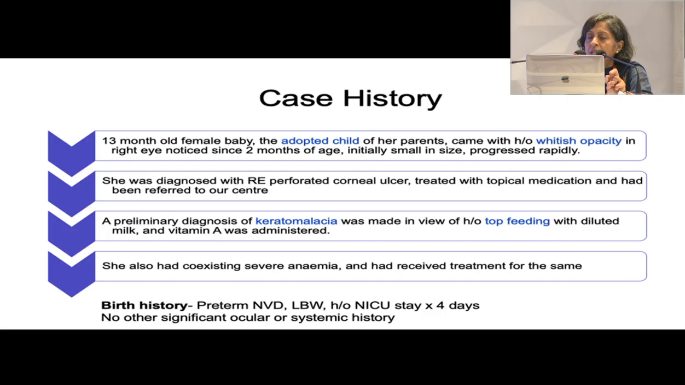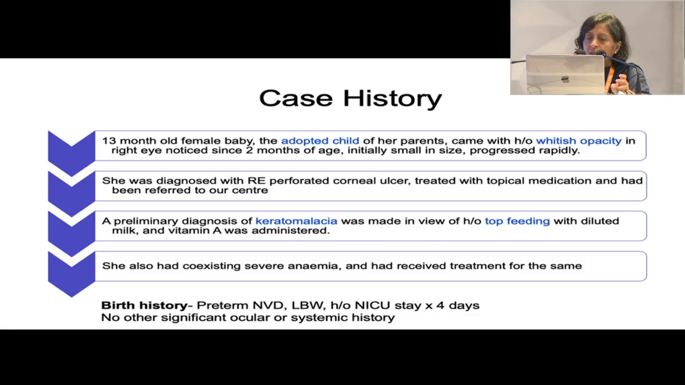So this was a 13-month-old baby. She was an adopted child, and they presented with a history of whitish opacity, which was noticed since the age of 2 months, initially small in size and progressed rapidly. She was initially diagnosed as a perforated corneal ulcer and treated with topical medication elsewhere, and had been referred. And a preliminary diagnosis of keratomalacia was made in view of being top-fed with diluted milk, and she was treated with vitamin A.